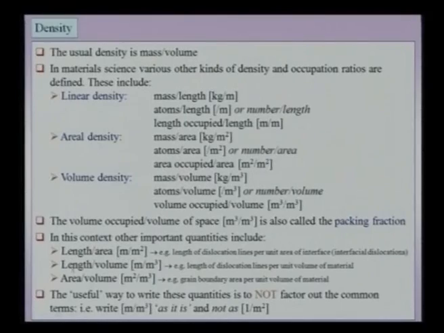And for instance, we would like to define the length of dislocation lines per unit area of interface. So, this is in the context of interfacial dislocations, or even in the context of dislocations I may want to define length per unit volume. That means I would like to find out what is my length of dislocation line in a volume of material. So, again I will write it as meter per meter cube, just to emphasize that it is length of a dislocation line in a volume of material.